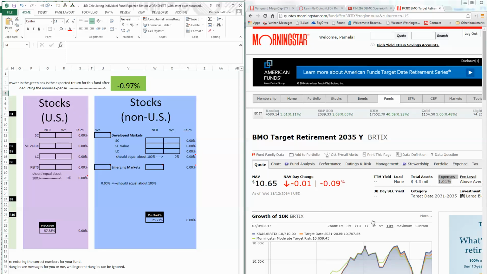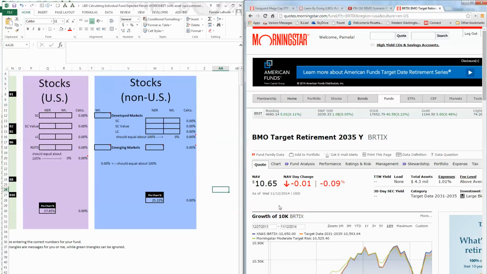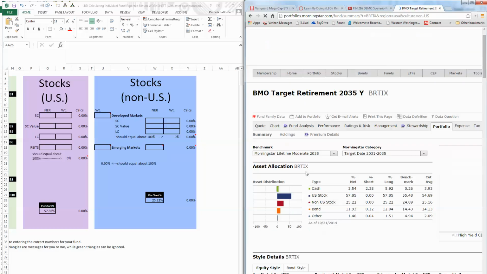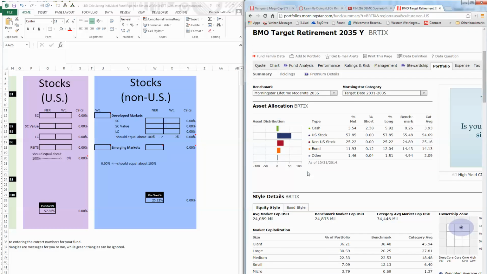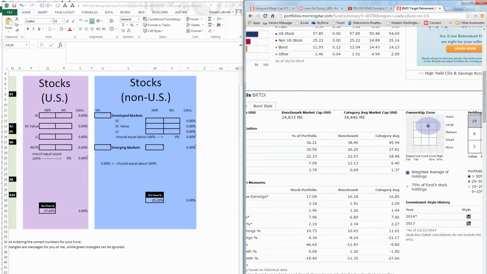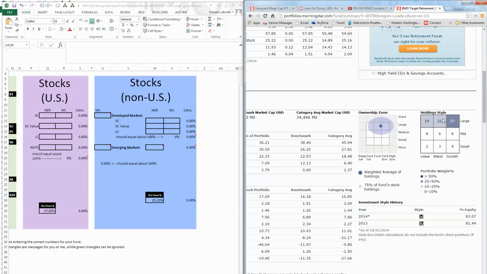Stocks are going to be easier to do, so I'm going to do stocks first. So I'm popping over to Morningstar. I'm going to go back to the Portfolio tab. Because this particular fund has both stocks or equities and bonds, it's got two tabs right here. For the stock section, I want the equity style box to be what I'm looking at. For the equity style box, I really just need to look mostly at this section.